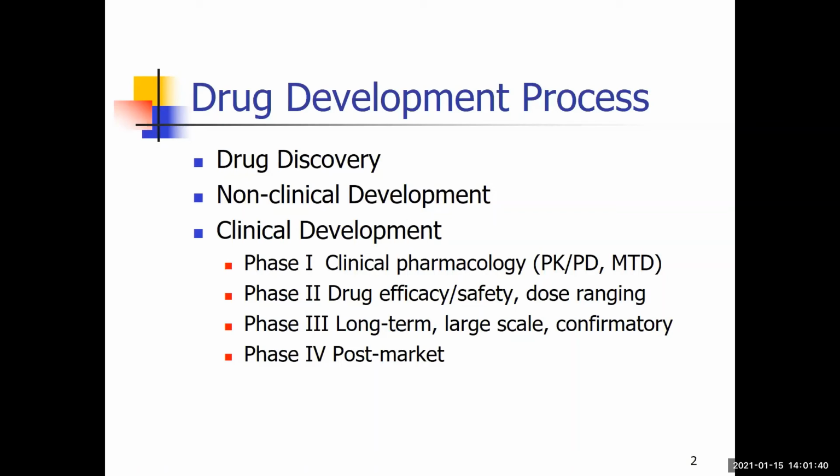Let's start with drug discovery. From the discovery lab, if scientists want to look at a compound that could potentially be a drug, they have to look at what they call the concentration-response relationship. They start out at the molecular level, cell level, tissue level, organ level, or even the whole animal.